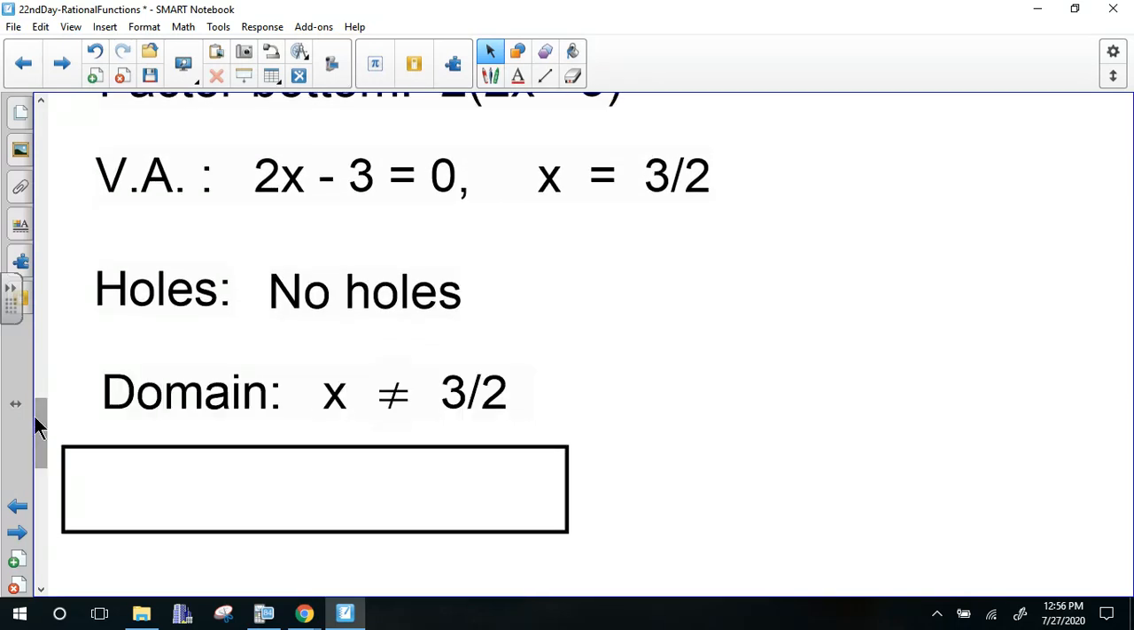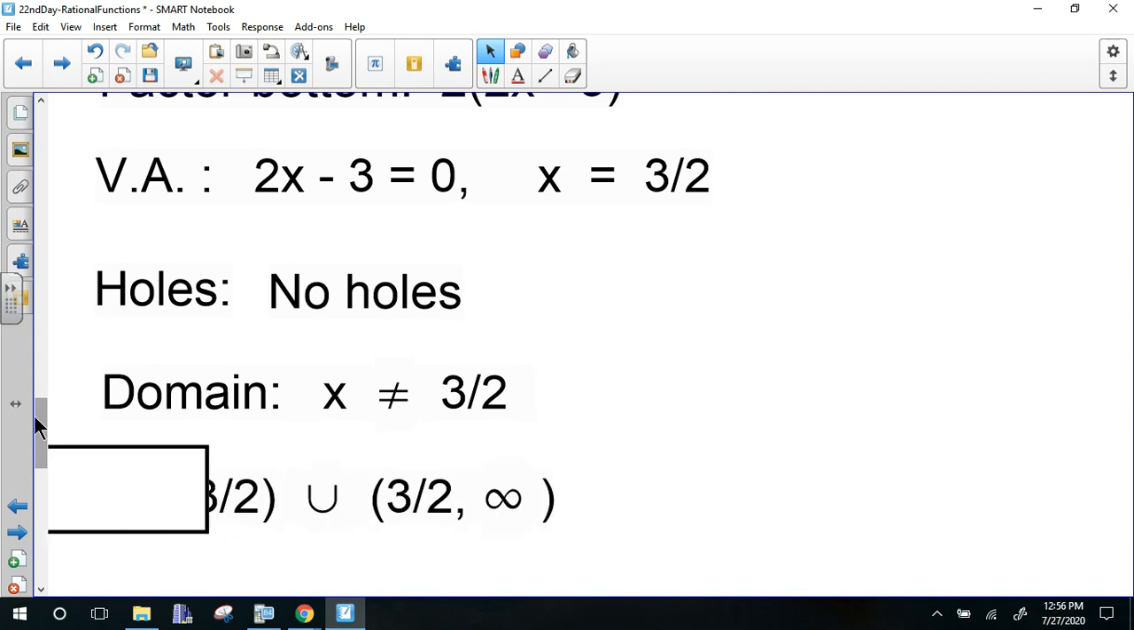Domain, take the original denominator, set it not equal to 0. We get x not equal to 3/2. And we write that in set notation as -infinity to 3/2 in parentheses, 3/2 to infinity in parentheses.